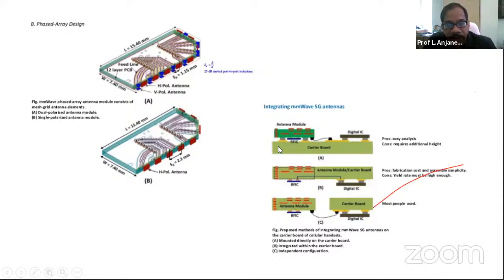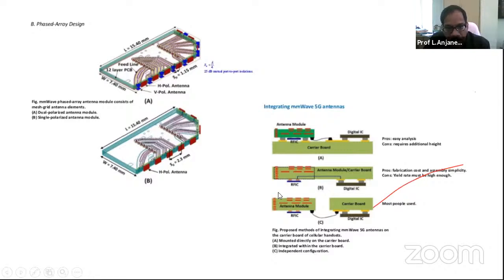And it is integrated into the millimeter wave 5G antenna. Once it is fabricated like this, it is integrated with the digital circuits in the cell phone. There are three types of integration mechanisms.